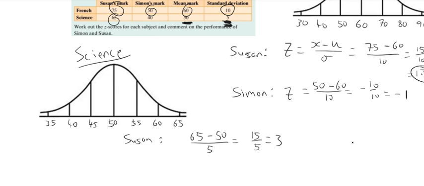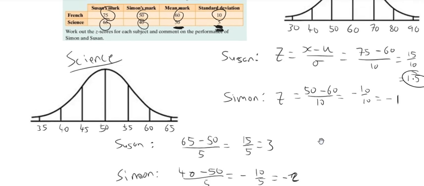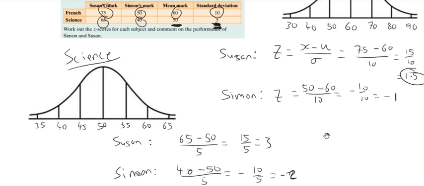So for Simon, Simon got 40. So 40 take away 50 is minus 10, over 5. So that's minus 2. So his z-score is minus 2, so that means he was below the mean, or he was below the average. So he was 2 standard deviations below the average. So that's it.